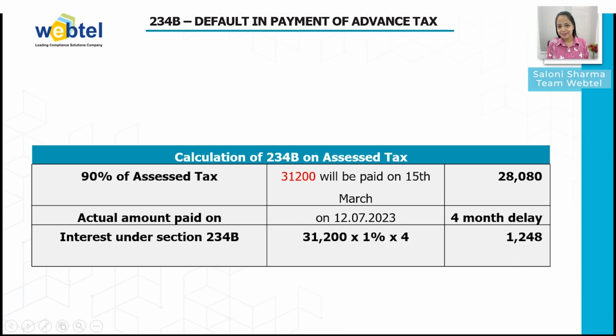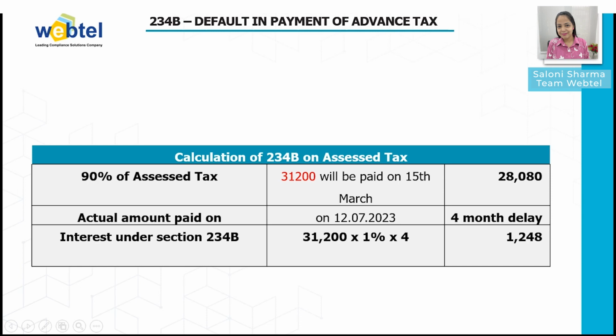So as per the section 234B, the interest amount would be calculated. So as per the calculation, Mr. Aryan needs to pay 90% of the assessed tax. So the assessed tax of Mr. Aryan would be considered as 31,200 rupees, and the 90% of this amount would be 28,080 rupees.